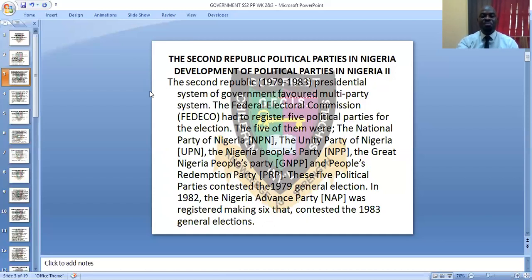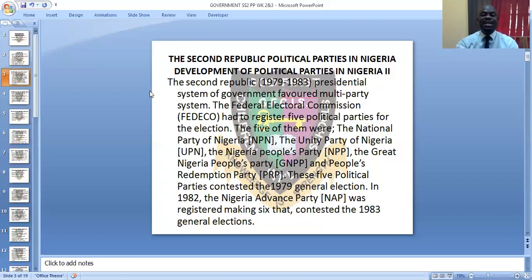Number one, the National Party of Nigeria, NPN; the Unity Party of Nigeria, UPN; the Nigeria People's Party, NPP; number 4, the Great Nigeria People's Party, GNPP; and the 5th one, the People's Redemption Party, PRP. These 5 political parties contested in the 1979 general election.